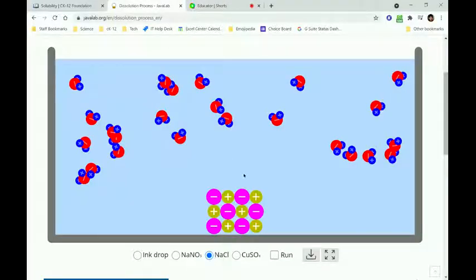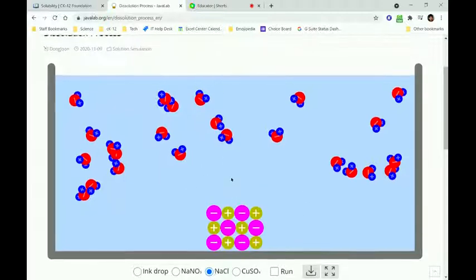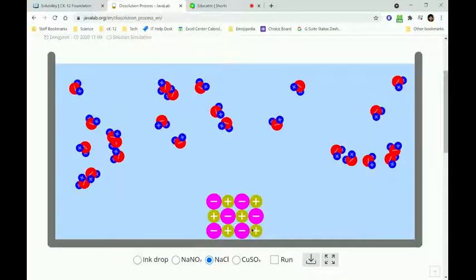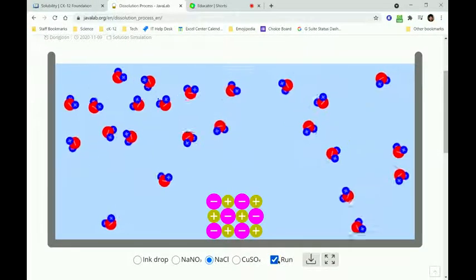This is a simulation that you will have available today. This is a simulation of what happens to salt in water. So here I have a cube of salt. In my experiment today, I'm not going to have a cube of salt, but here's some salt. Here are all the water molecules. I'm going to start the simulation.